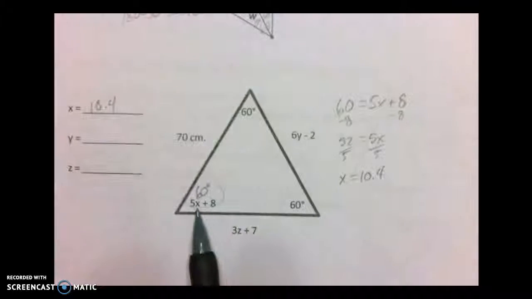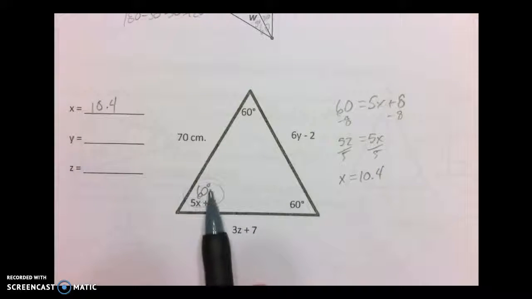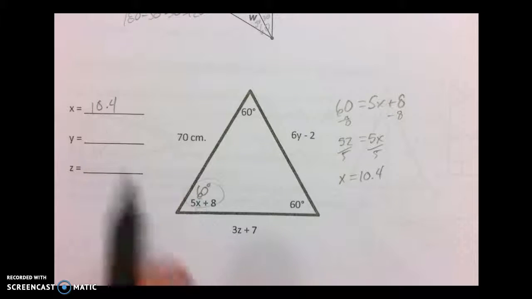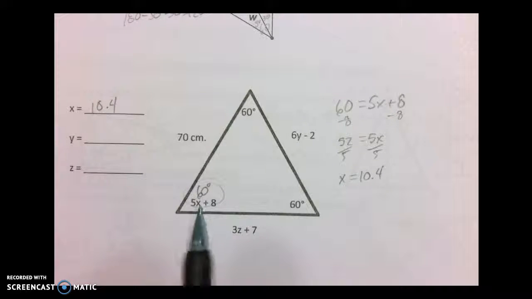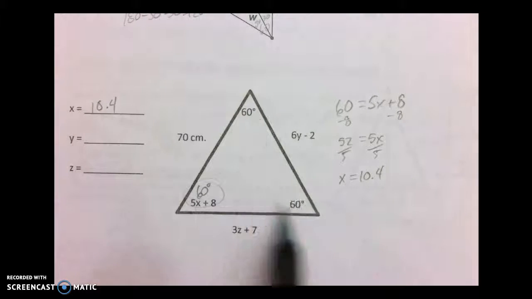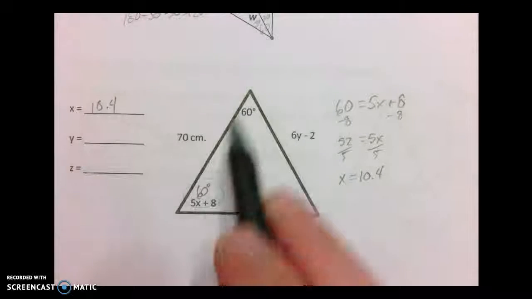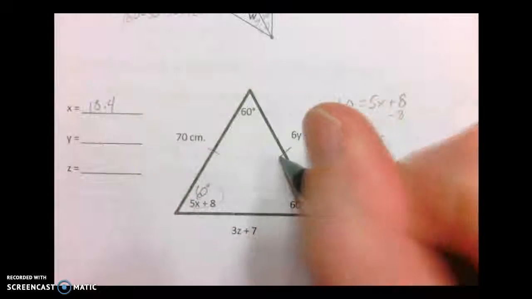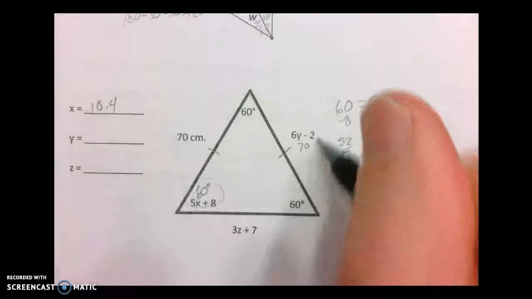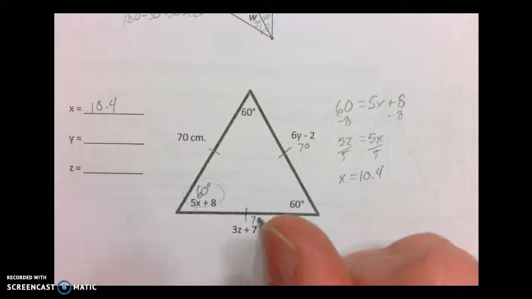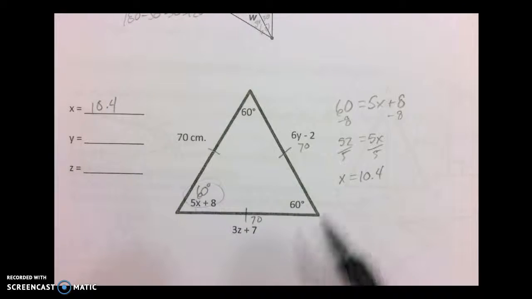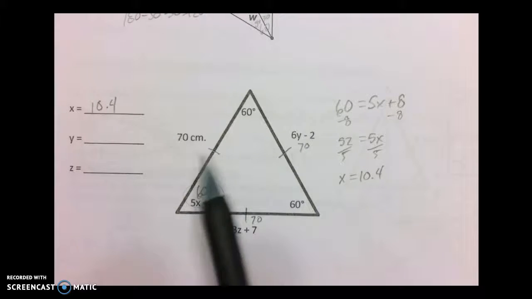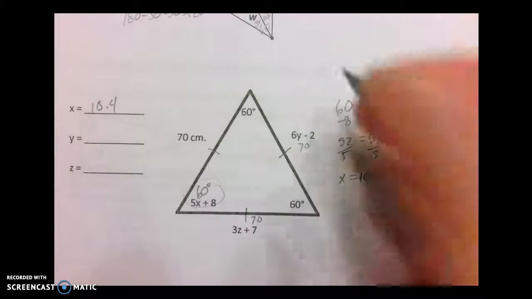Remember, that's the value for x. It's not the total of that angle. So if we plugged 10.4 back in, we should get back to 60 degrees. Now for angle y, because this is equiangular, we know it's also equilateral, which means this side is 70, this side is 70, and this side is 70. So we're going to set these two equations up just like we did the one down here.